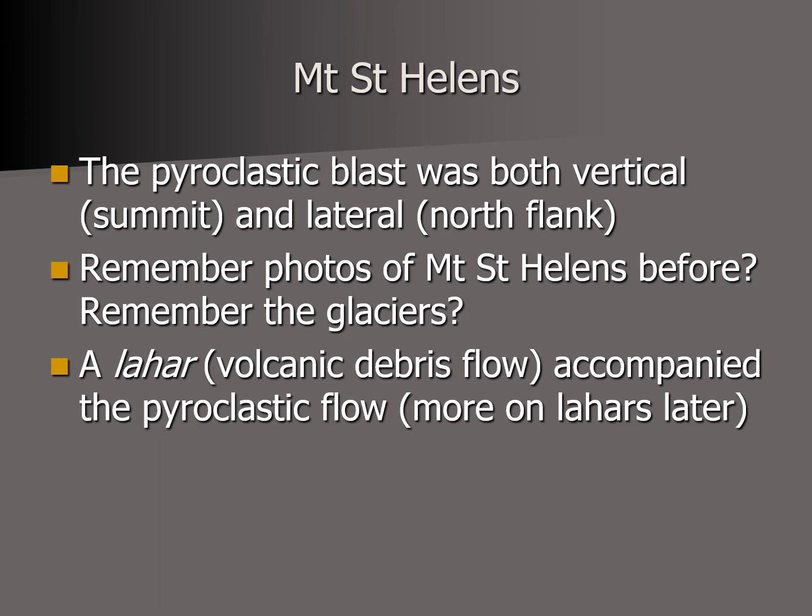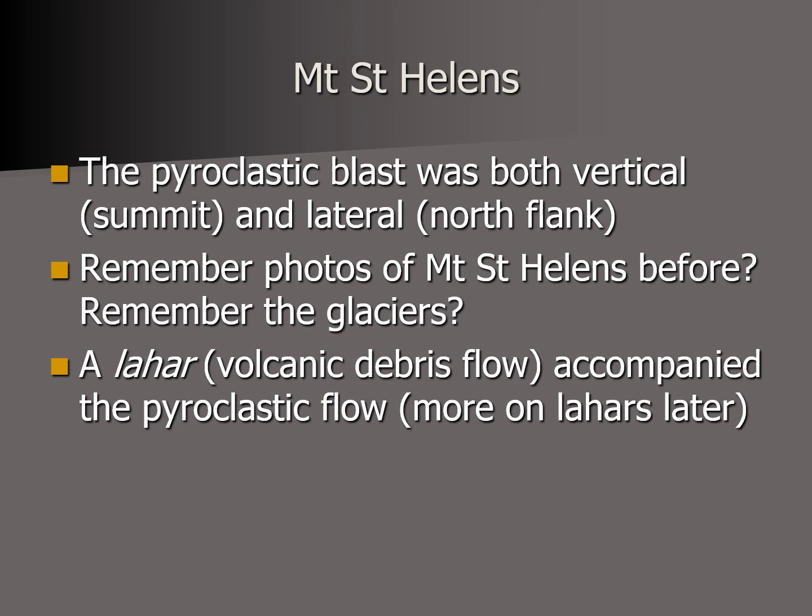And that lateral blast is part of the reason why there were 57 people killed in that eruption. There were people that otherwise would have been in a safe enough area, but because the north flank of the mountain blew away, they were not in a safe area. And the 4th thing that happened is that last bullet there, a lahar.